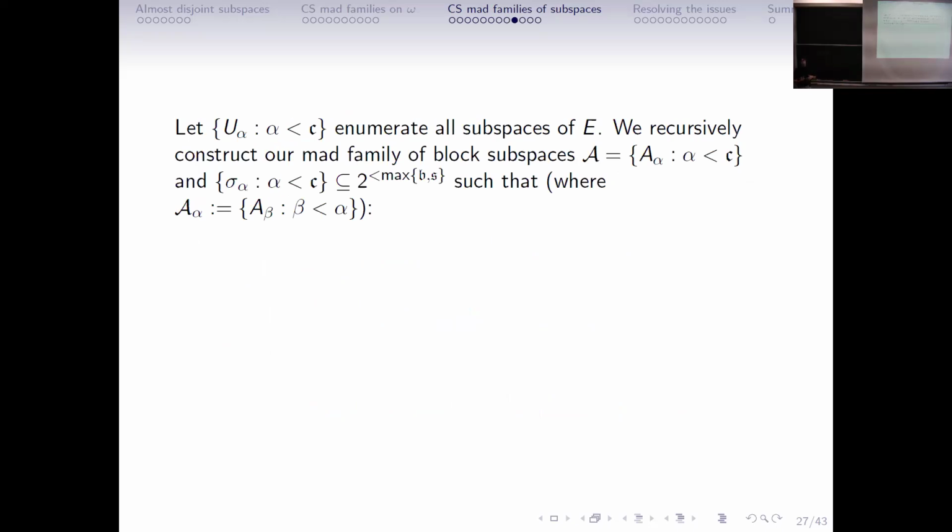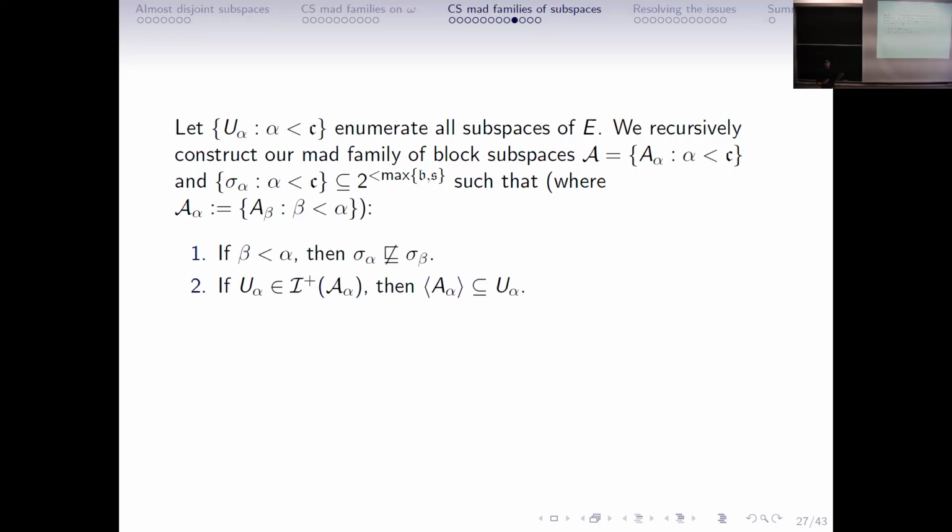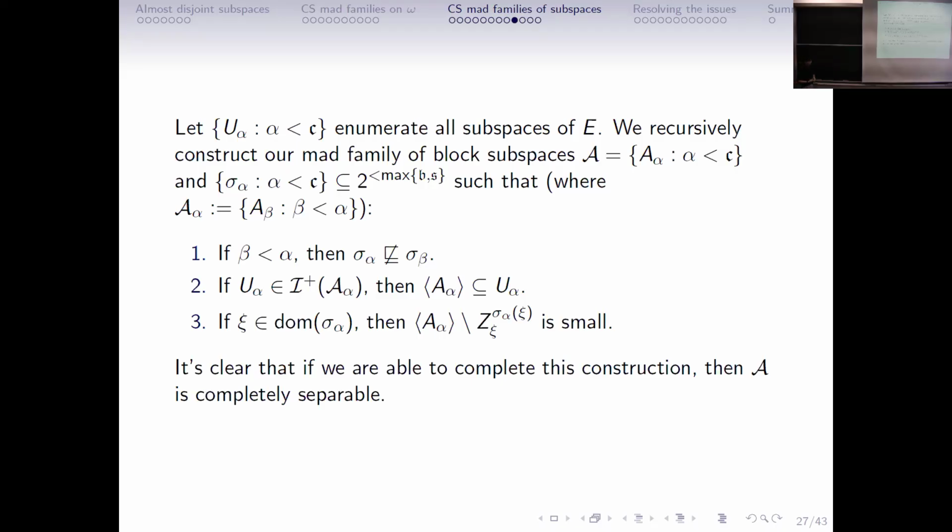So now we're going to enumerate subspaces instead of subsets. I should have included cofinally. Again, every U alpha is enumerated cofinally. We'll define these A alphas along with the sigma alphas such that the same conditions hold. Sigma alpha can't be an initial segment of a previous sigma beta. If U alpha is positive, then A alpha is contained in U alpha. And the same condition, the third condition, which we will not discuss today. And again, because of the second condition, this will give us a completely separable MAD family of subspaces.